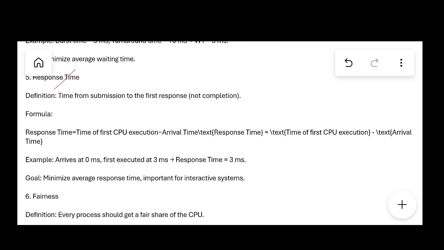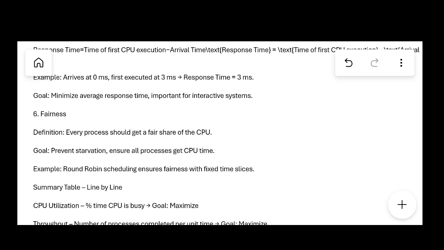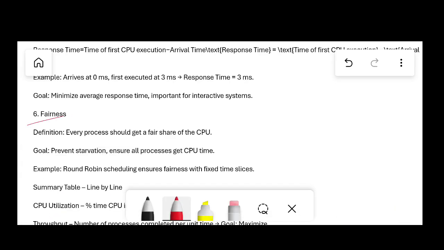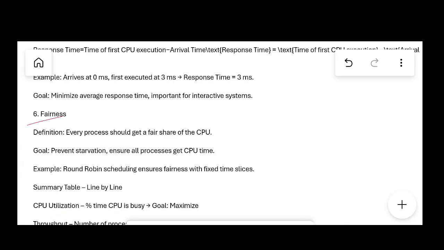Then fairness. Finally we have fairness. This means every process gets a fair share of the CPU, so no process should starve or wait forever. For example, round robin scheduling gives each process a fixed time slice, ensuring fairness. Our goal here is to maximize fairness.